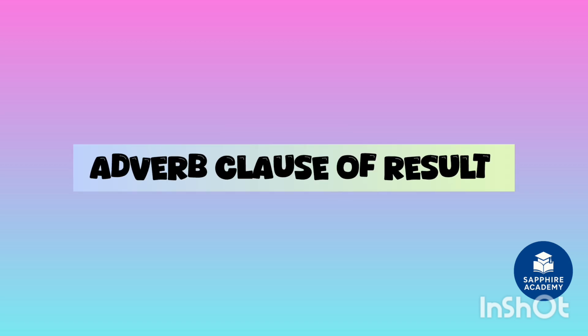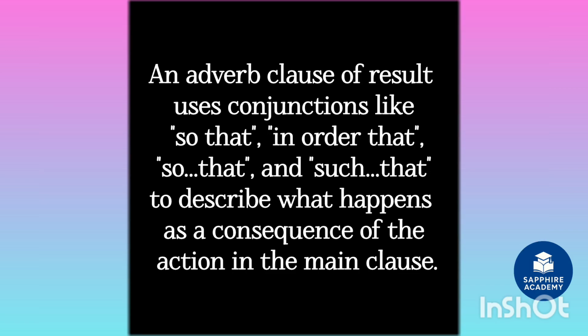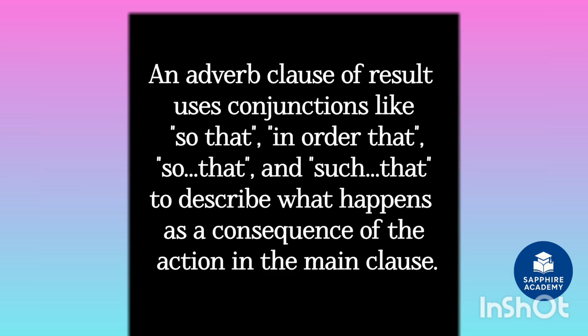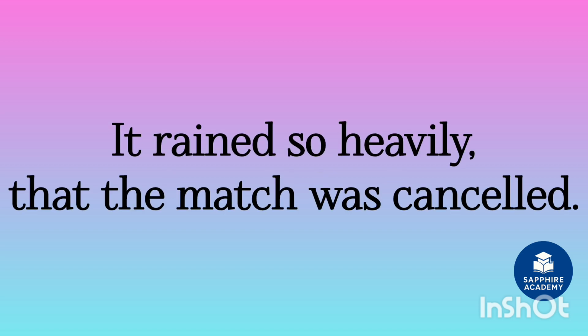Now, let's understand the adverb clause of result. It shows the outcome or consequence of an action. The signal words related to that are so that, such that. For example, he was so tired that he could not walk. The next is, it rained so heavily that the match was cancelled.